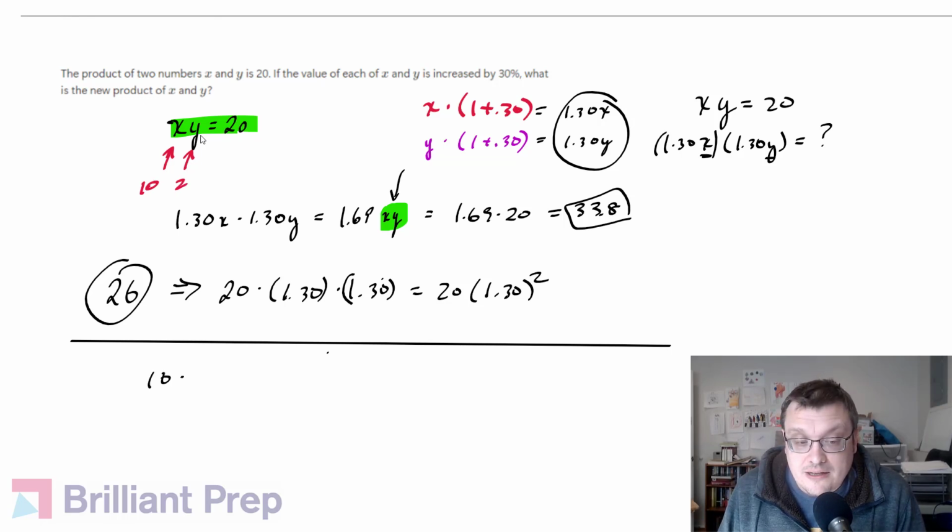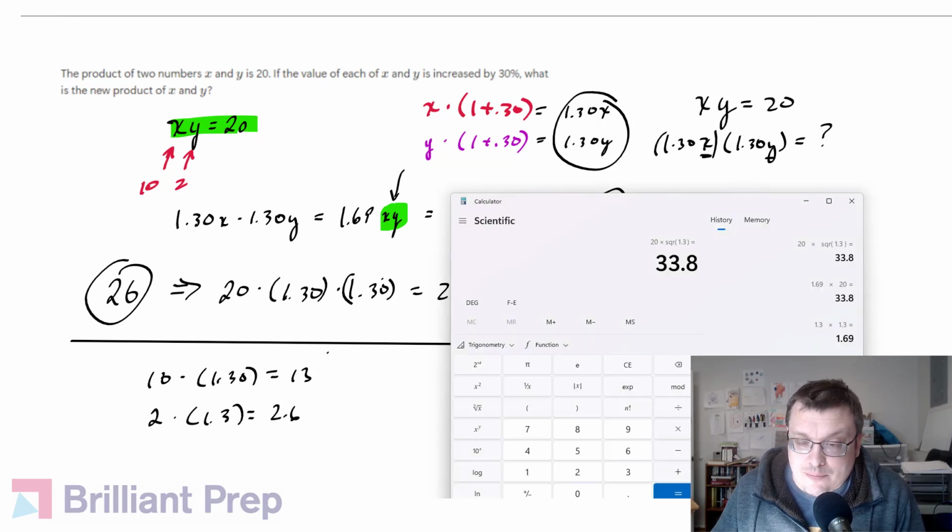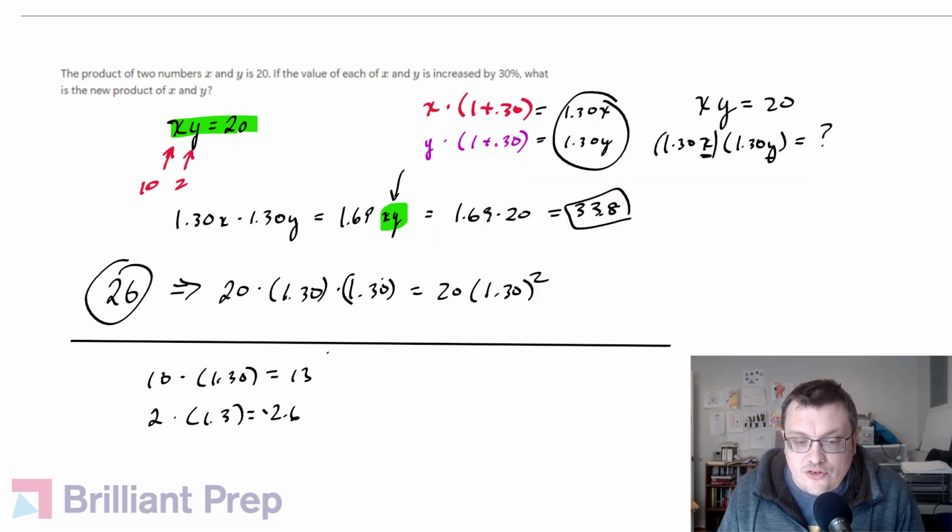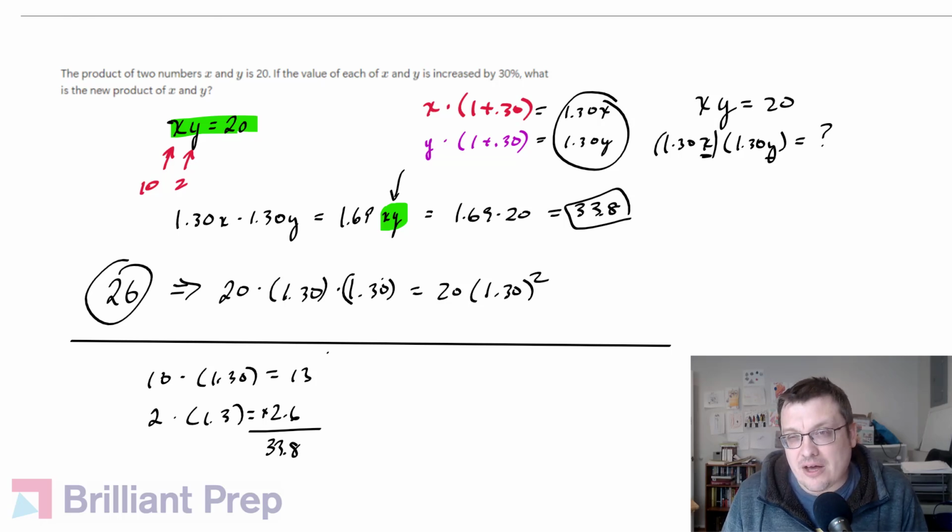Let's do 10 times 1.3, and that would get us 13. And let's do 2 times 1.3, and that would get us 2.6. And so now let's multiply 13 times 2.6 to find the new product, and we get 33.8. So you could plug in any two values of x and y you'd like, as long as their product is 20, and apply the changes, and it would work as well.